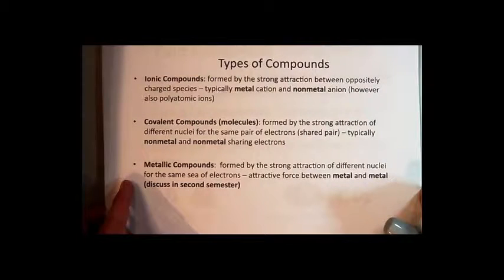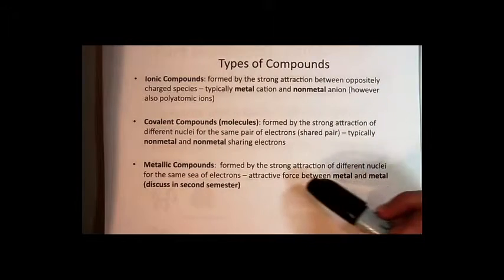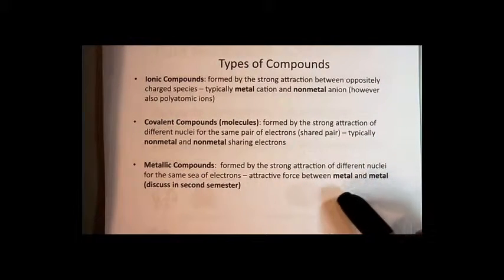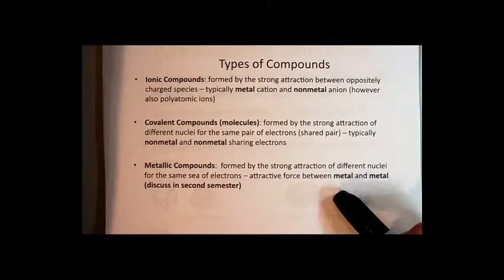We'll come back later. Metallic compounds, we'll look at this later. But it's just formed by the strong attraction of different nuclei for the sea of electrons that are shared. It's the attractive force between the metal and metal atoms. We'll talk about this later. The bottom line is they're all made of metals, and as long as you can identify an element as a metal, you can identify a metallic compound. But we'll come back to this later.